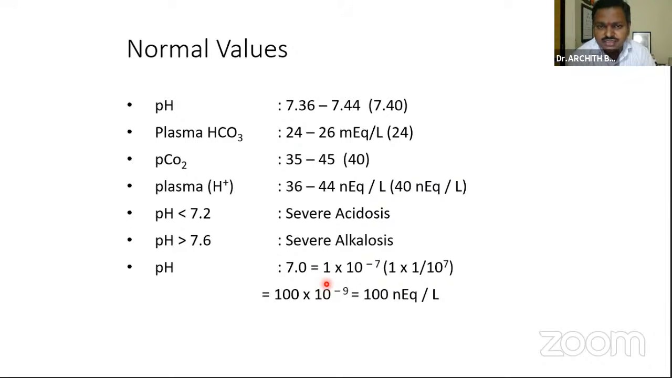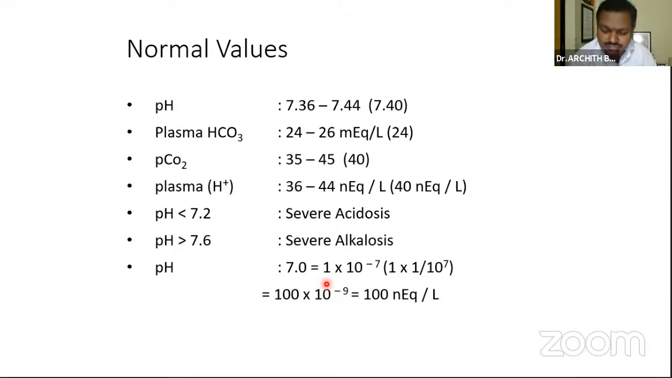PCO2, remember, 40 to 45 is the upper limit. The H plus, which we don't normally calculate, is 36 to 44. An important thing you have to remember is, what is severe acidosis? What is severe alkalosis? Severe acidosis is when the pH is less than 7.2, and severe alkalosis is when it's more than 7.6. Okay, so these are the severe ones.